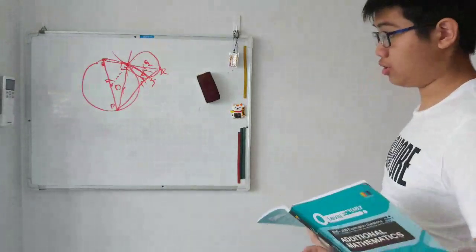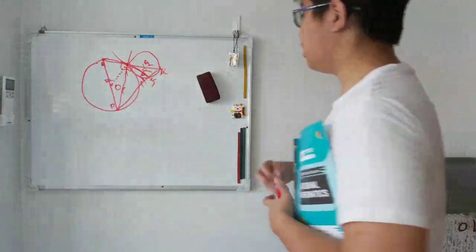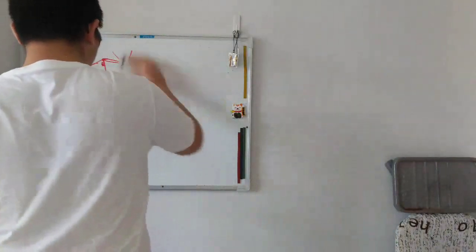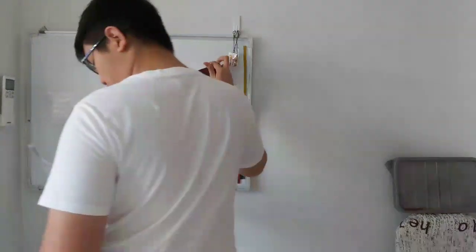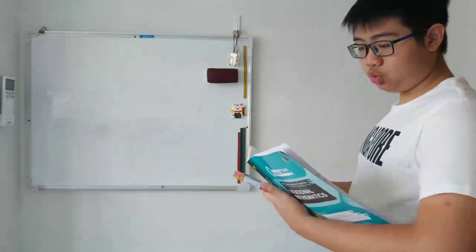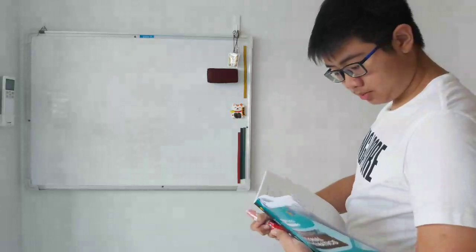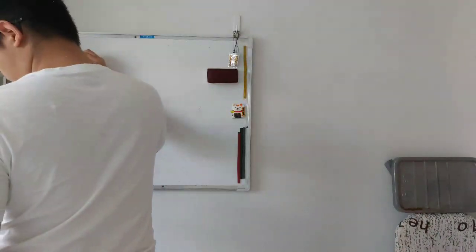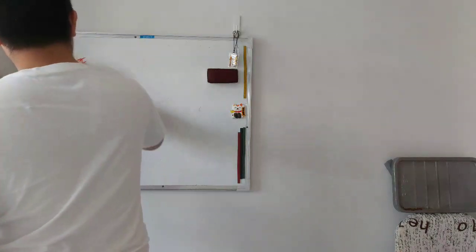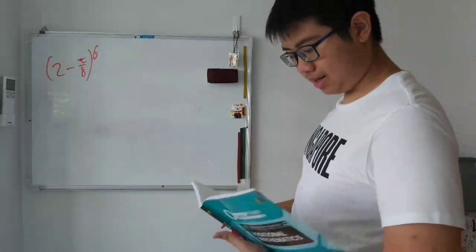Question 6 is just a question about plane geometry. Question 7 is binomial theorem. Write down and simplify the first three terms of the expansion in ascending powers of x of (2 minus x over 8) all raised to 6. So let me write that again. Okay, binomial theorem. Let's get started on this.